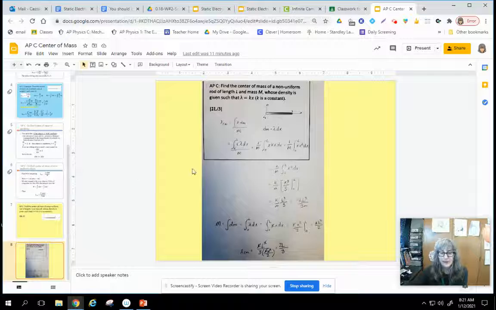So again, not on your test on Tuesday, but this process is what we're going to use when we need to integrate for our rotational inertia when we're doing rotation. I just wanted you to see it once so that you have something to build off of when we do that.